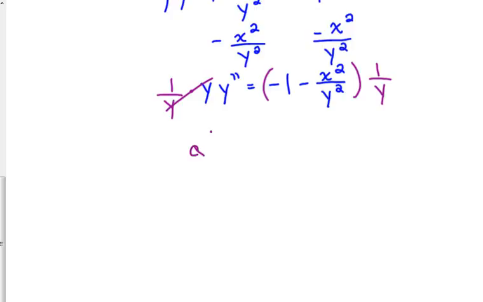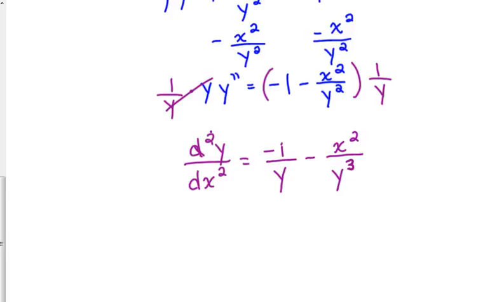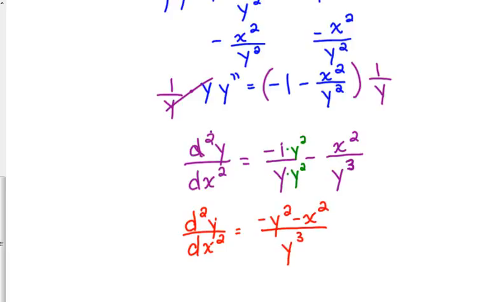So we have y double prime, or I'm going to go ahead and write that as d squared y over dx squared, is equal to negative 1 times 1 over y, that's negative 1 over y, minus x squared over y cubed. And a lot of times they will combine that so that we have a single expression. So that means I need to multiply that first fraction by y squared so that I can get a common denominator of y cubed. So d squared y over dx squared is equal to negative y squared minus x squared over y cubed.